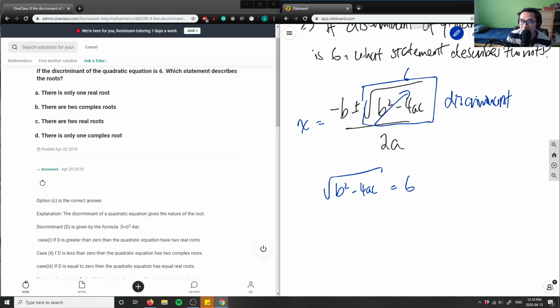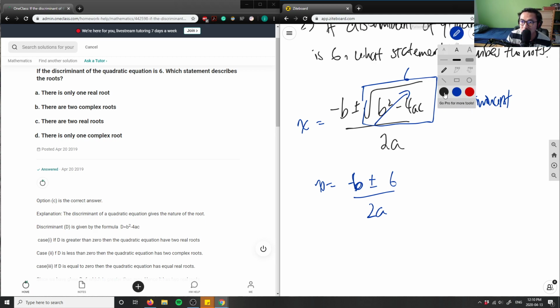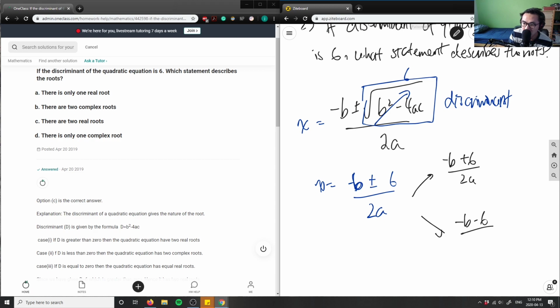So basically I can rewrite my quadratic equation to look something like this. I would have x equals negative b plus or minus 6 over 2a. And then what I can do is split this up into positive and negative. So x would equal negative b plus 6 over 2a, and this here is negative b minus 6 over 2a.